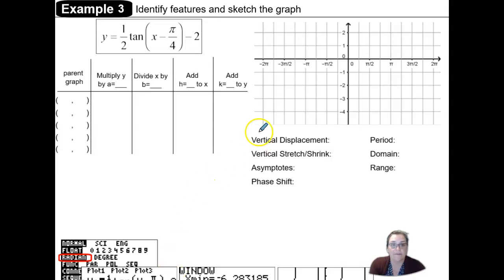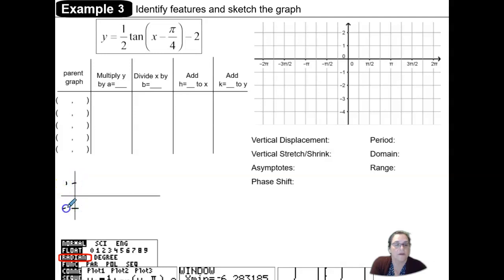And welcome back to our video for example 3, where we're going to sketch the graph of 1/2 tangent of the quantity x minus pi over 4 minus 2. And that means we need the anchor points of the tangent function. The parent graph of tangent, we're going to just sketch that down here real quick so we can grab some anchor points.